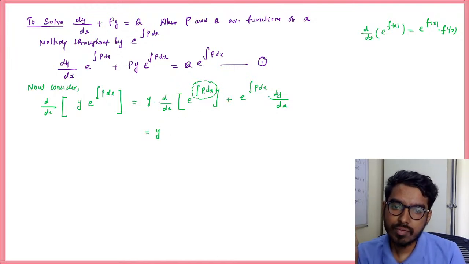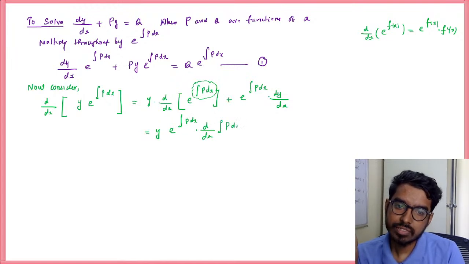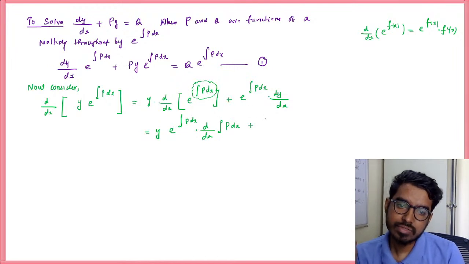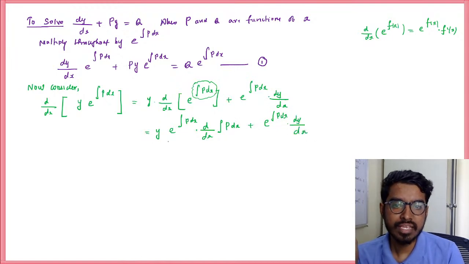So e power f of x into f dash of x, where f of x is integration of P dx. Is it clear? e power f of x into f dash of x, that is the derivative of this. So d by dx of this, plus, we'll keep this as it is, e power integration of P dx into dy by dx.